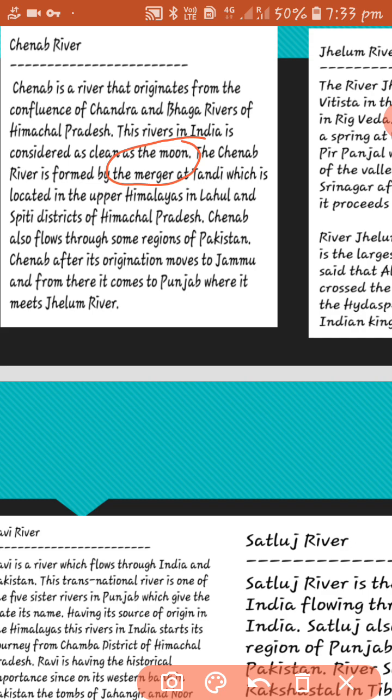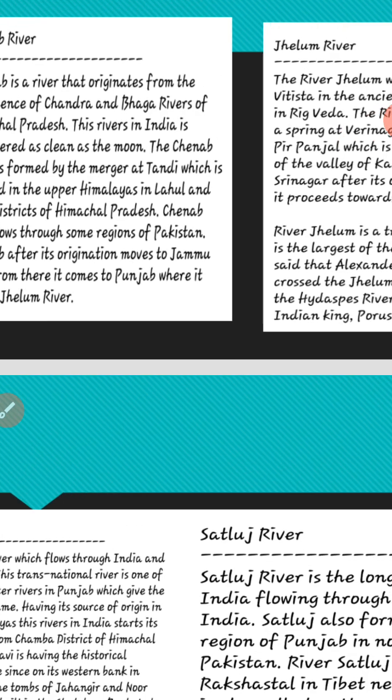The Chenab river is formed by the merger of Tandi, which is located in the upper Himalayas in Lahaul and Spiti district of Himachal Pradesh. Chenab also flows through some regions of Pakistan. After its origination, it moves to Jammu and from there it comes to Punjab, where it meets the Jhelum river. Chenab is the longest river in India among the tributaries of the Indus.